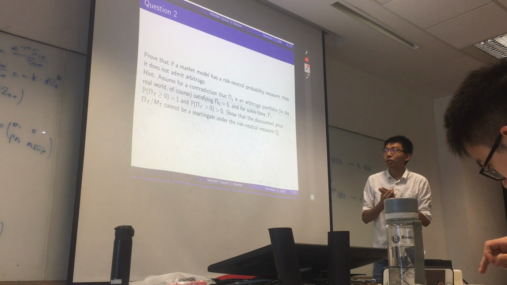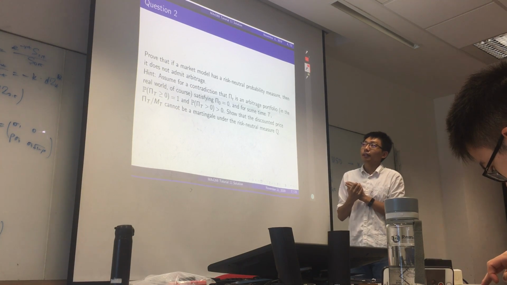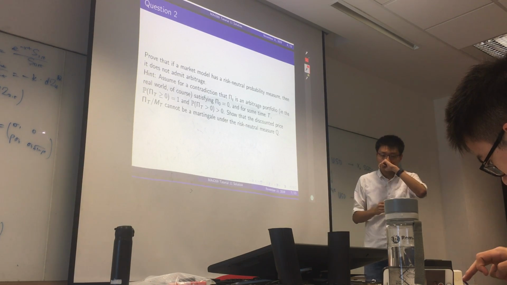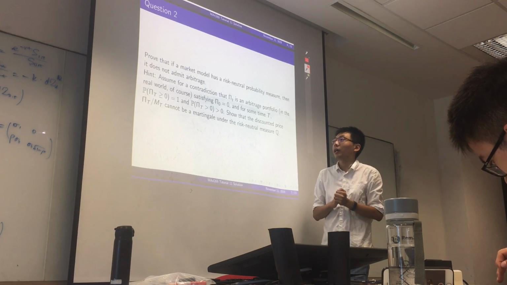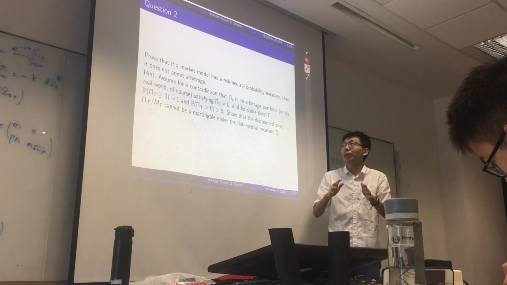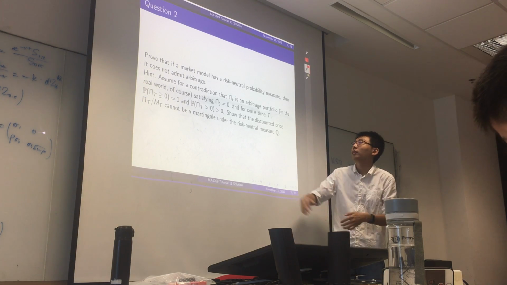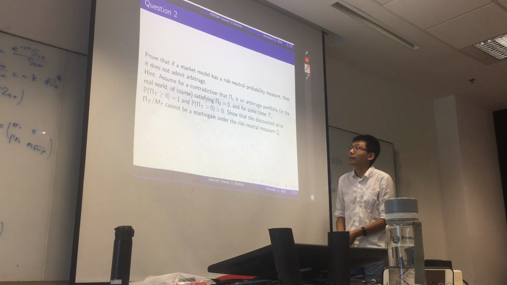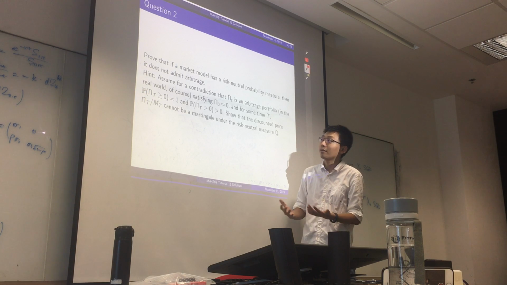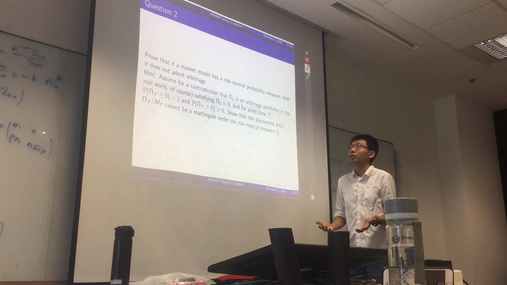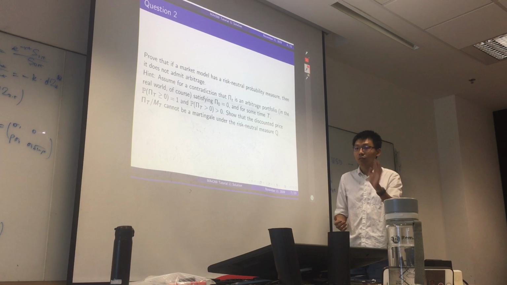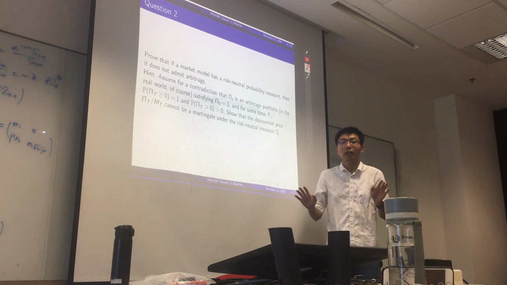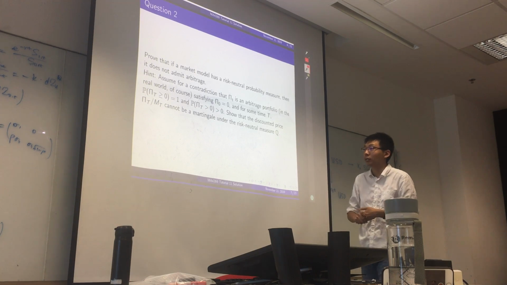Question 2 is actually a very interesting question. It's one direction, one part of the fundamental theorem relating to arbitrage theory. It states like this: if there is a market model, and there exists a risk neutral probability for this model, then we can claim that there is no arbitrage. So as long as there is a risk neutral probability, then it is arbitrage free. All right. So the story is this.